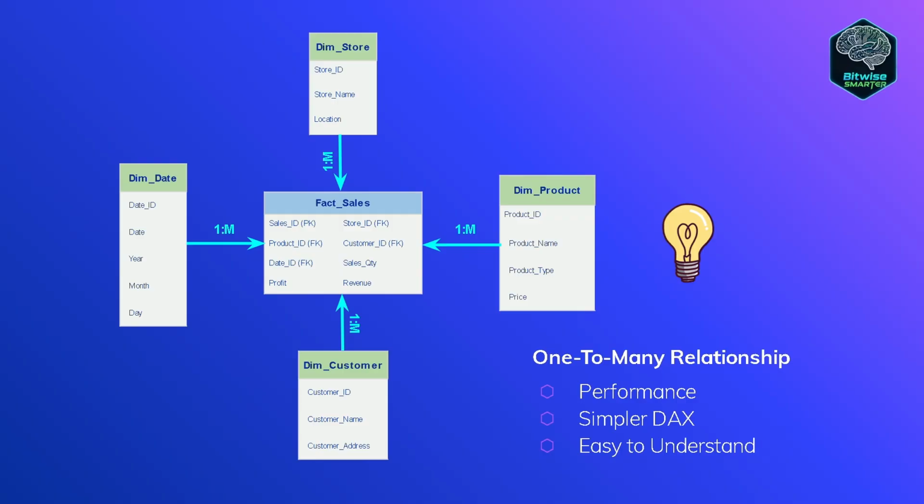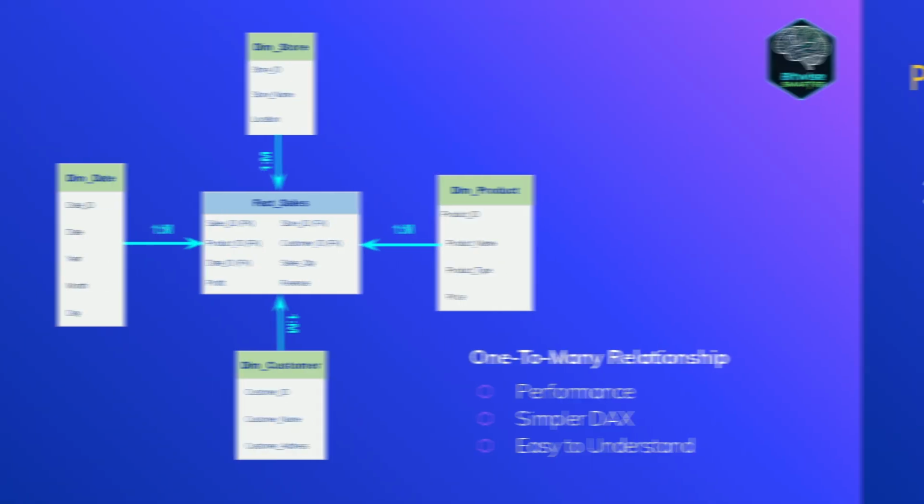Quick tip: avoid complex snowflake schemas where dimensions branch off into more dimensions, as they can hurt performance and complicate DAX. Keep it simple, keep it star shaped.